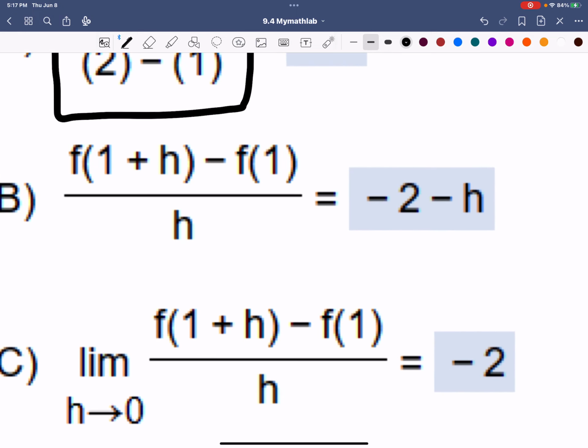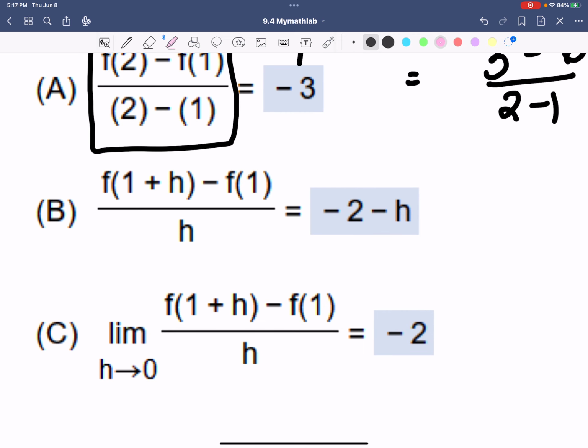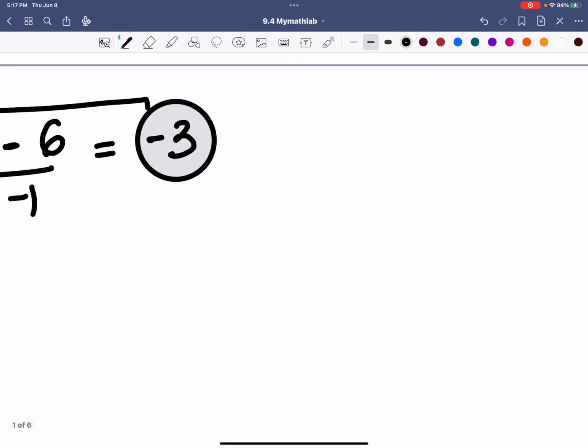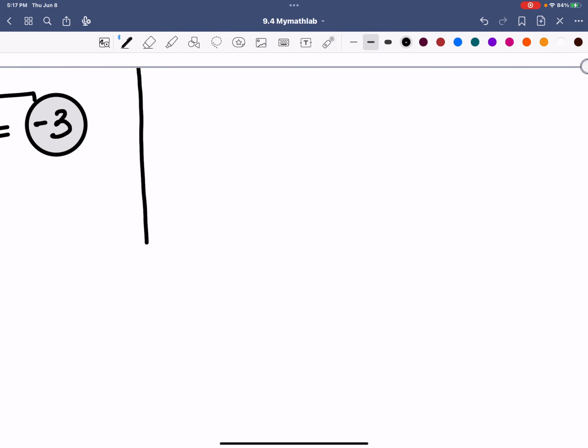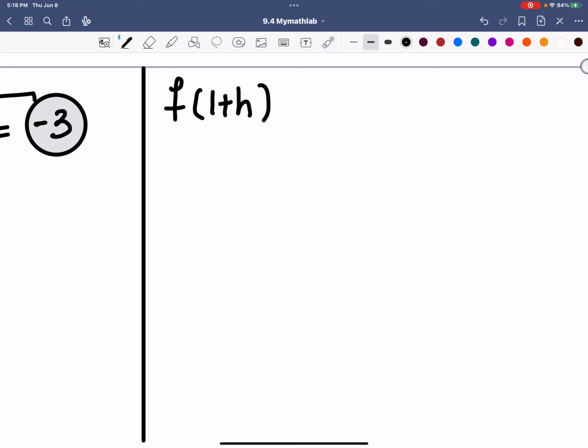In the next one, they're asking us to find f of 1 plus h minus f of 1, divided by h. So we're going to do it step by step. The first step, let me see if I have enough space here. Yes, I do. I'm going to draw a line. See how straight the line is? I'm going to find f of 1 plus h first. Remember what my function f of x was? 7 minus x squared. So in place of x, I'm replacing it with 1 plus h.